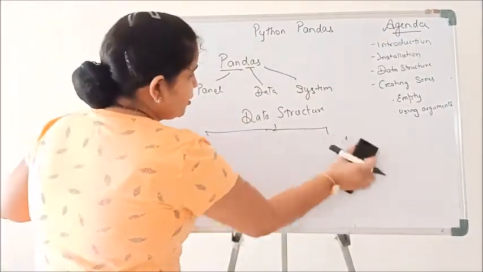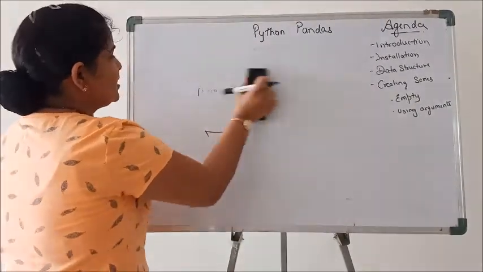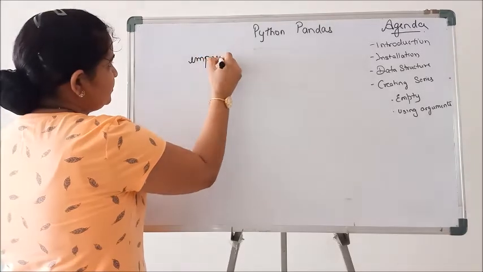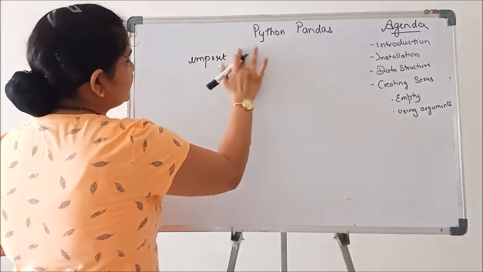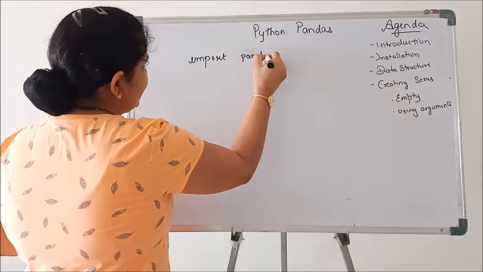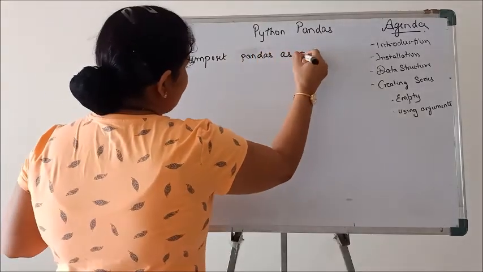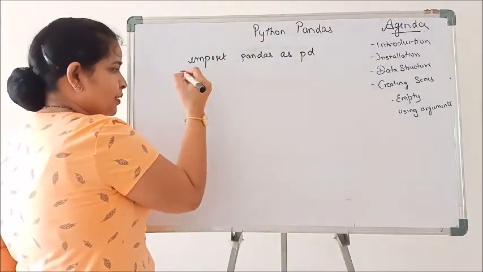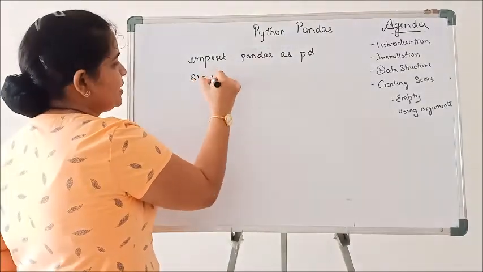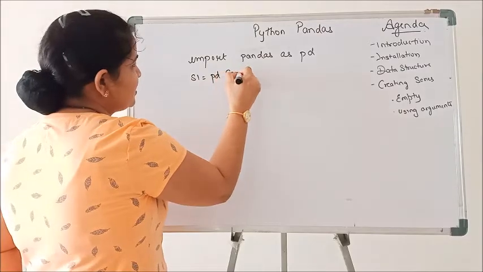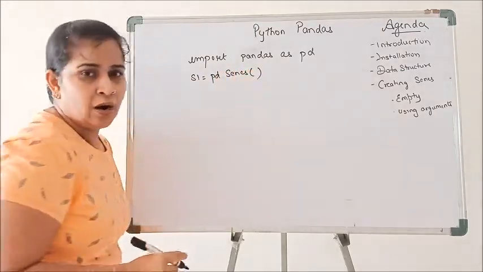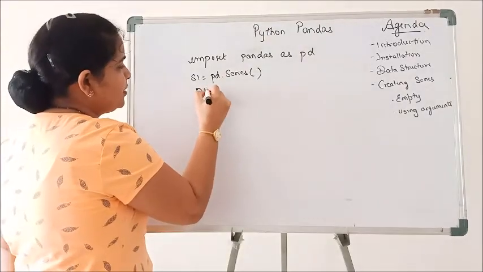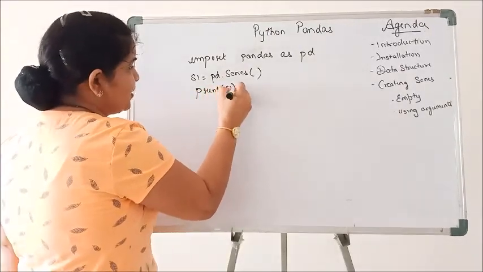So first of all, you have to create a series. To create a series, you have to import the library. Import pandas as pd. After that, write the series name, any valid name, then pd.Series and a round bracket. This will create an empty series and then you can print S1.